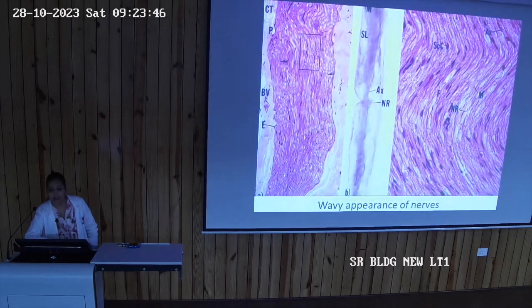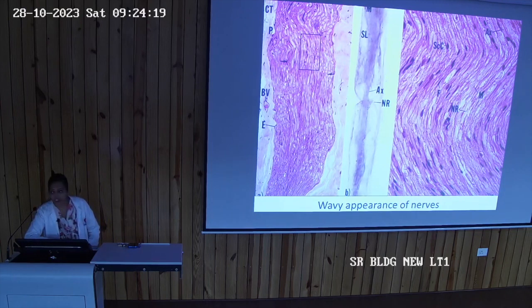Now this is the section of the peripheral nerve in longitudinal section. In the longitudinal section, the axons will appear wavy. And you don't have to confuse it with the connective tissue fibers. These axons are elongated, but they have a wavy appearance and they are continuous. There is no breakage in between like that in the connective tissue fibers. And then Schwann cell nuclei are present in between these axons. These are the Schwann cell nuclei.